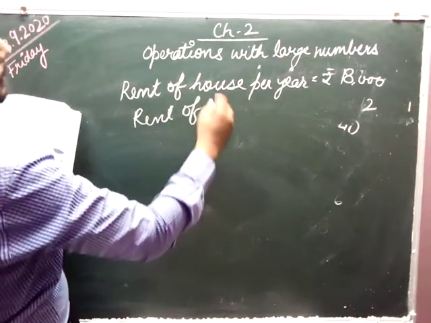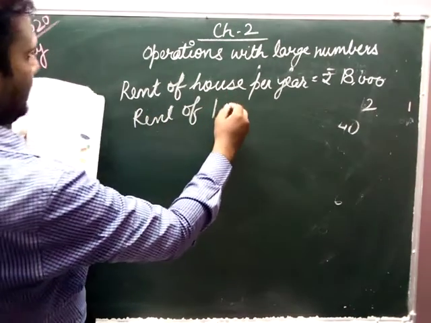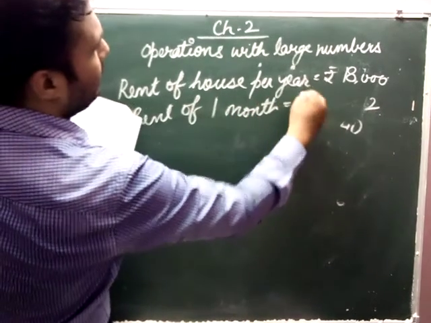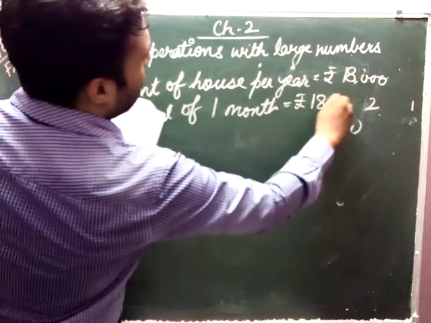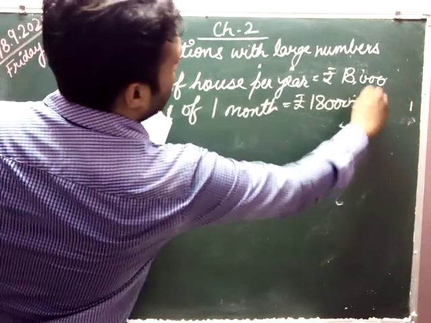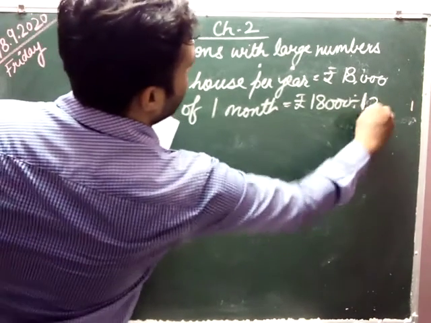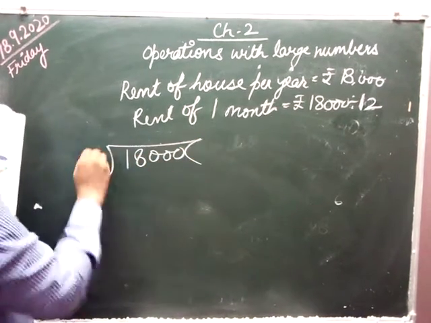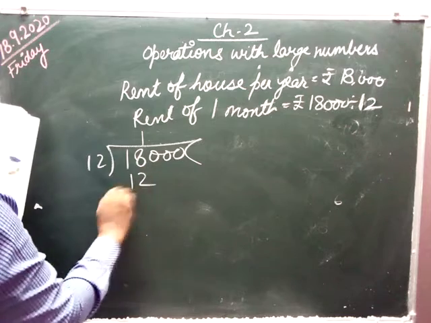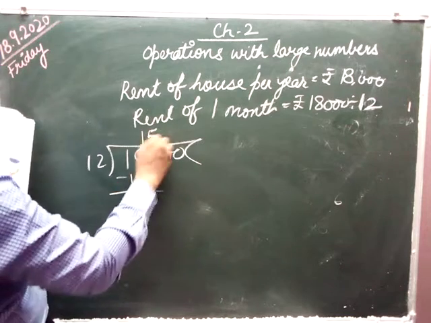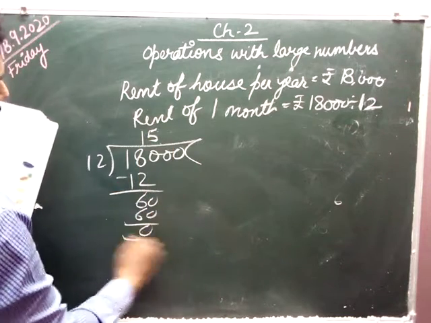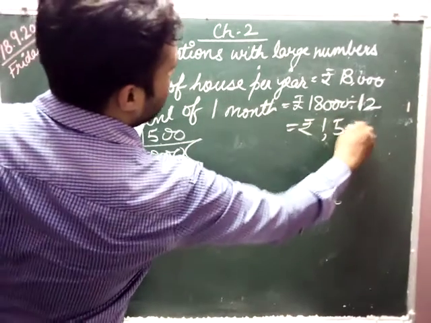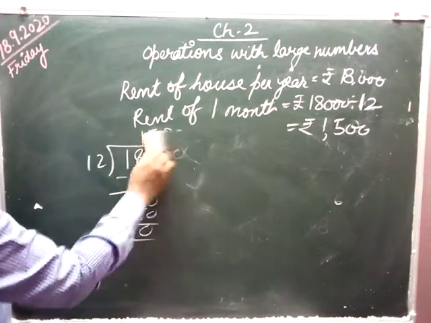Rent of 1 month equals what we have to do? We have to divide 18,000 by 12. When we divide 18,000 by 12, we get the answer. 1 times 12 is 12, then 60 divided by 12 gives 5, and the remaining 0s are carried down. So the answer is 1,500. 1,500 is the rent of 1 month.